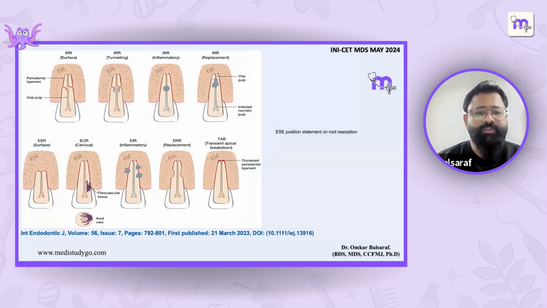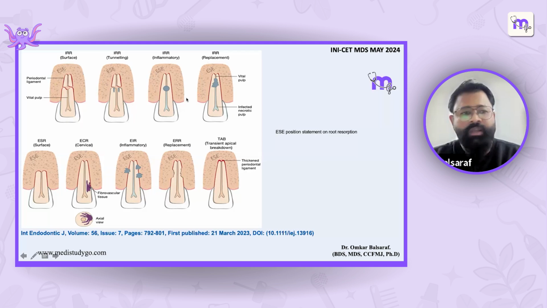So these are the various types of resorption that you can see. Internal resorption and external resorption. Internal resorption includes surface resorption, tunneling resorption, inflammatory and replacemental resorption. Also in external resorption, you have surface, cervical, that is in the cervical region, and inflammatory, as we have seen, such kind of eating up of appearances.